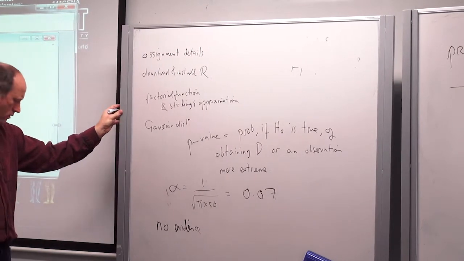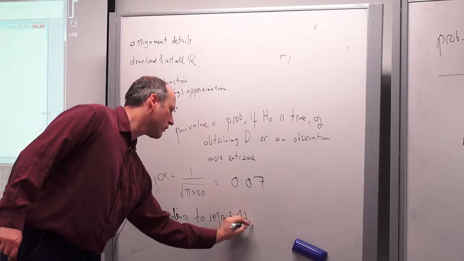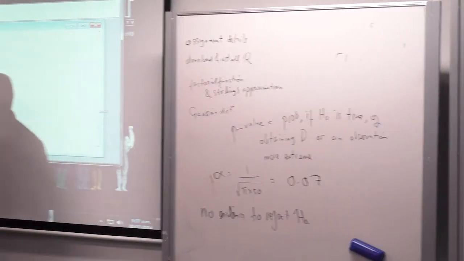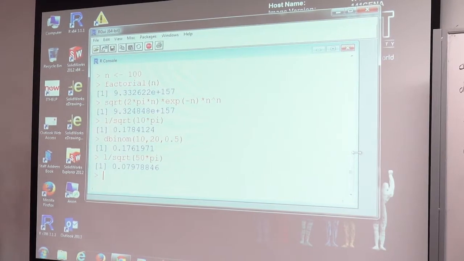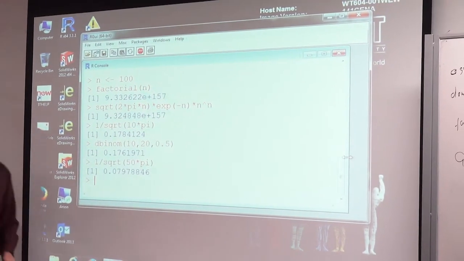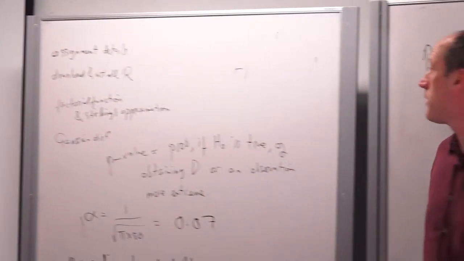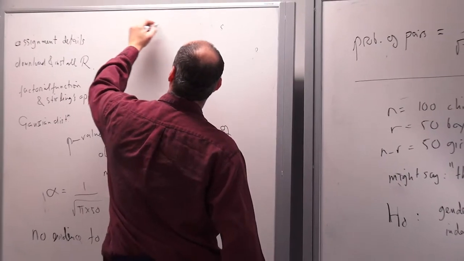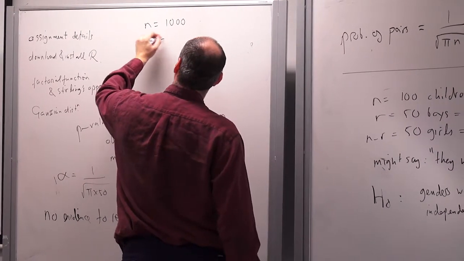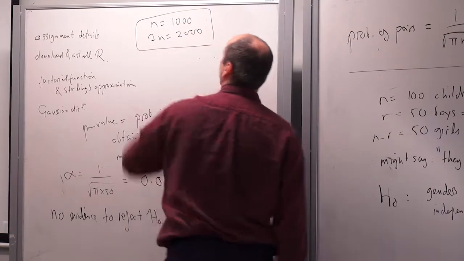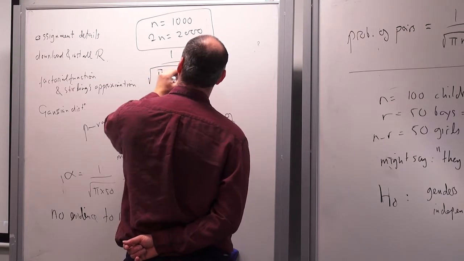No evidence to reject the null hypothesis. Because if the null is true, and you invite 100 children, 7% of the time you will have an exact match between the boys and the girls. So the null hypothesis is not inconsistent with our data set. Let's try something else. Let's try n equals 1,000. So 2n equals 2,000. Now what's the probability of an exact match? Well, it's going to be 1 over square root of pi times 1,000 equals what?